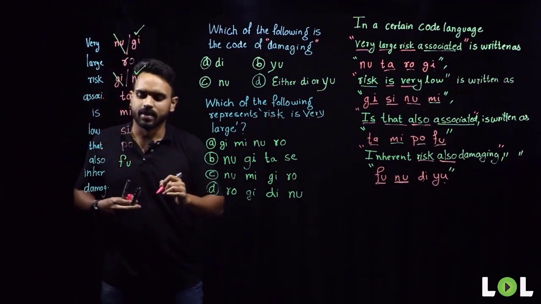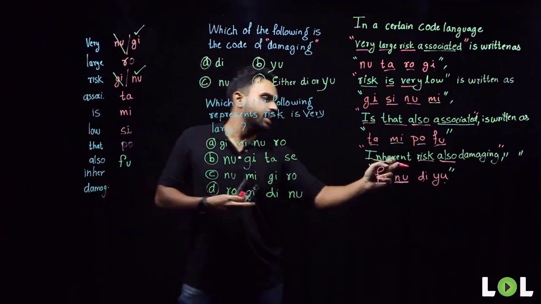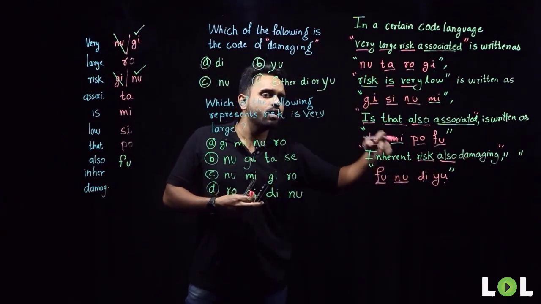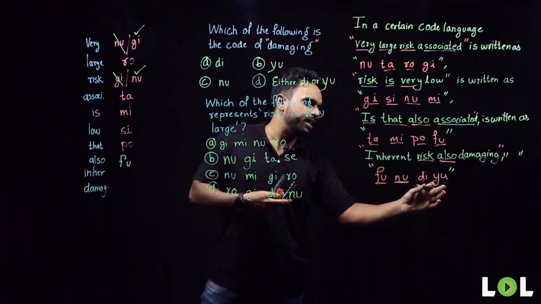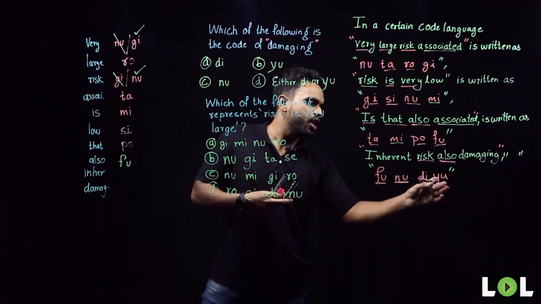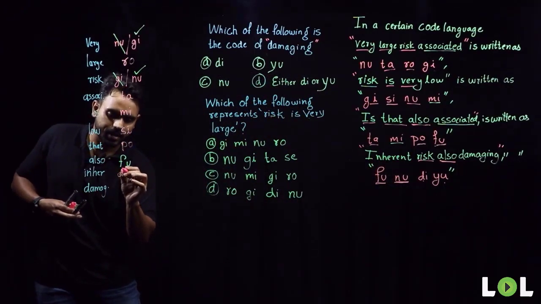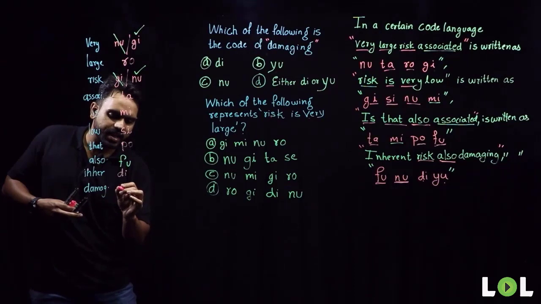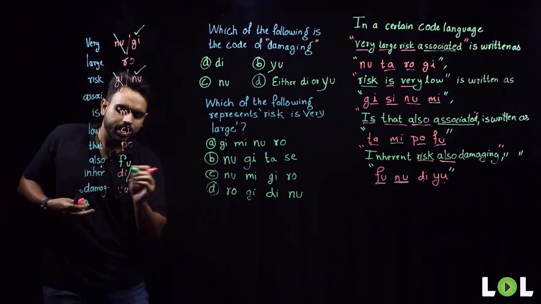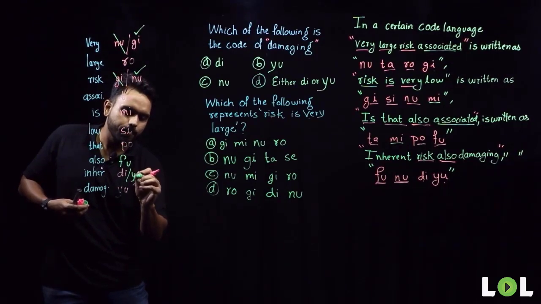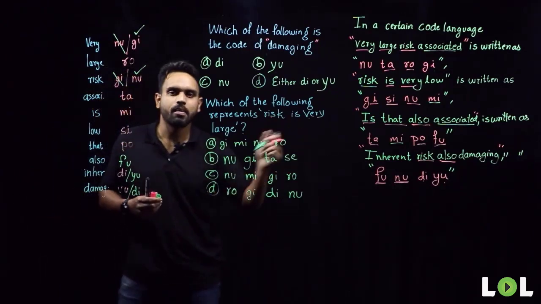So inherent and damaging I can find it in the last statement, and inherent and damaging I cannot find it anywhere in all these sentences. So there are two possibilities, D and U. Either inherent can be D and damaging can be U, or inherent can be U and damaging can be DI. We are not sure about it.